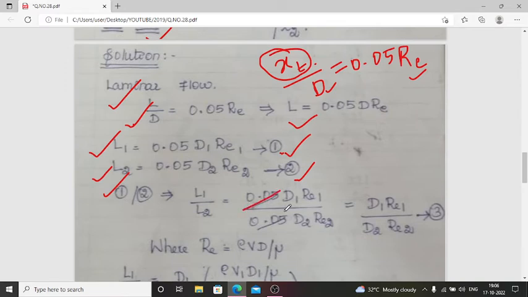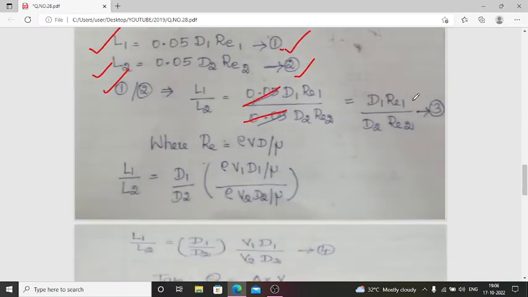So 0.05, 0.05 are cancelled. Finally we get d1 into RE1 divided by d2 into RE2. This is equation number 3. So we know the Reynolds number is, Reynolds number is equal to rho V d by mu.